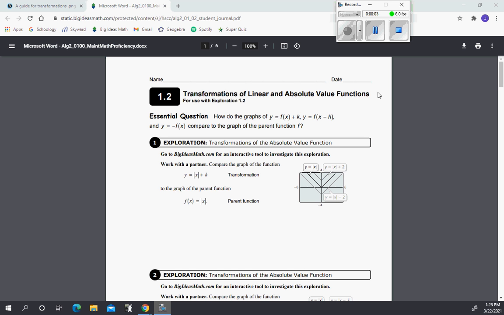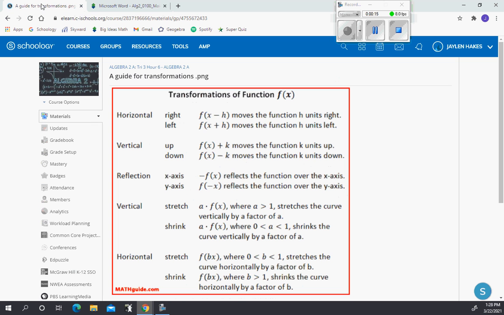Okay, 1.2 is all about transformations of linear and absolute value functions. So it's all still about transformations. We're going to stay on transformations for a while. And with that, I want to show you this.